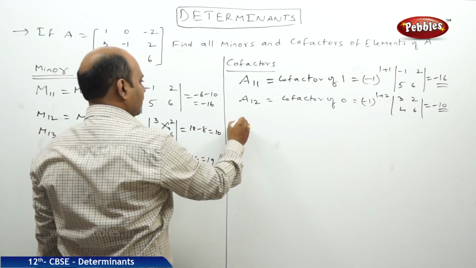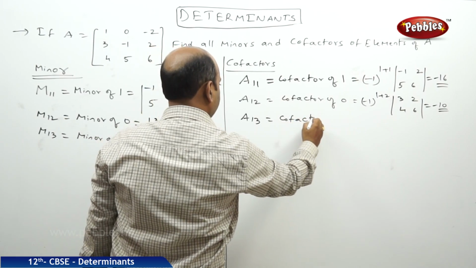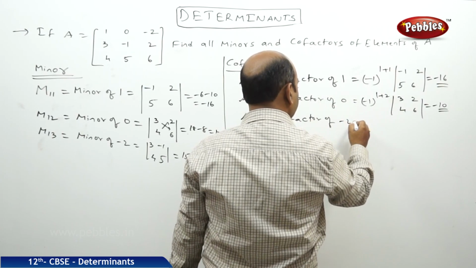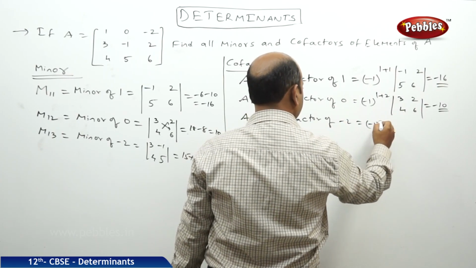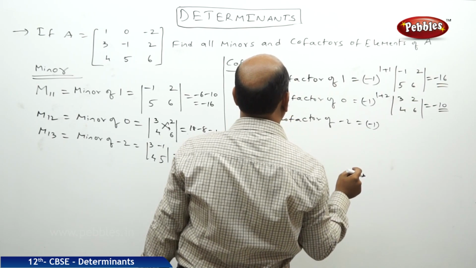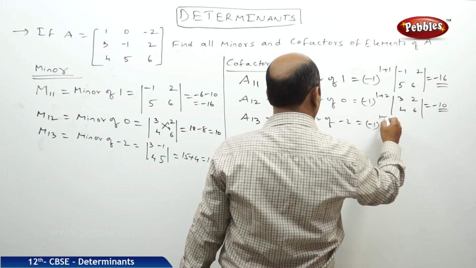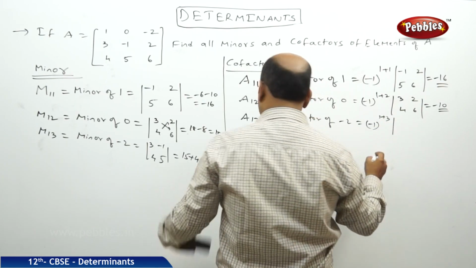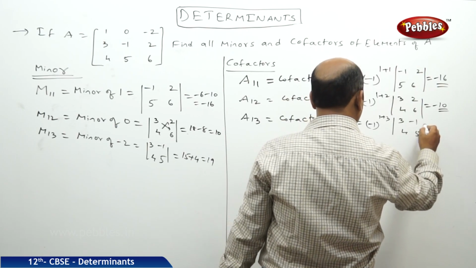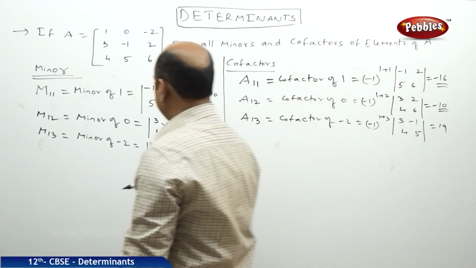Here I am writing A13. A13 means cofactor of minus 2. That means here what happens? Minus 1 whole power 1 plus 3 into its minor. So 3 minus 1, 4, 5. So definitely what happens? This becomes 19.